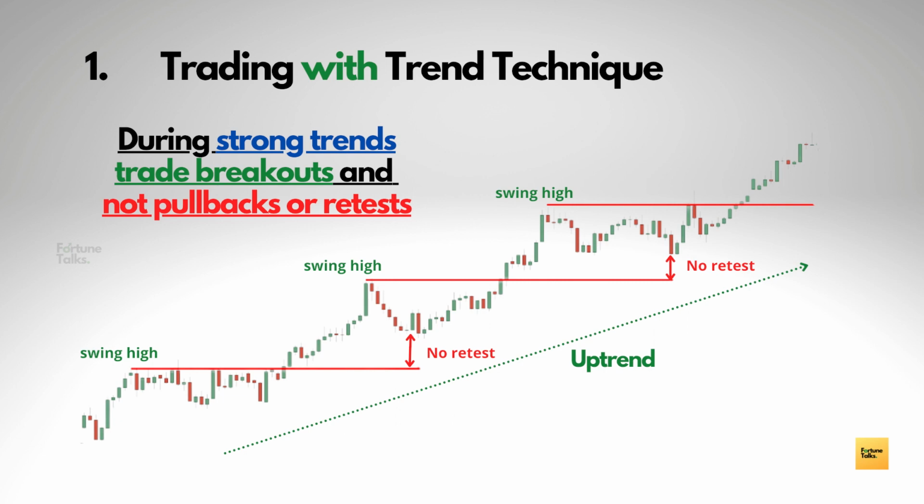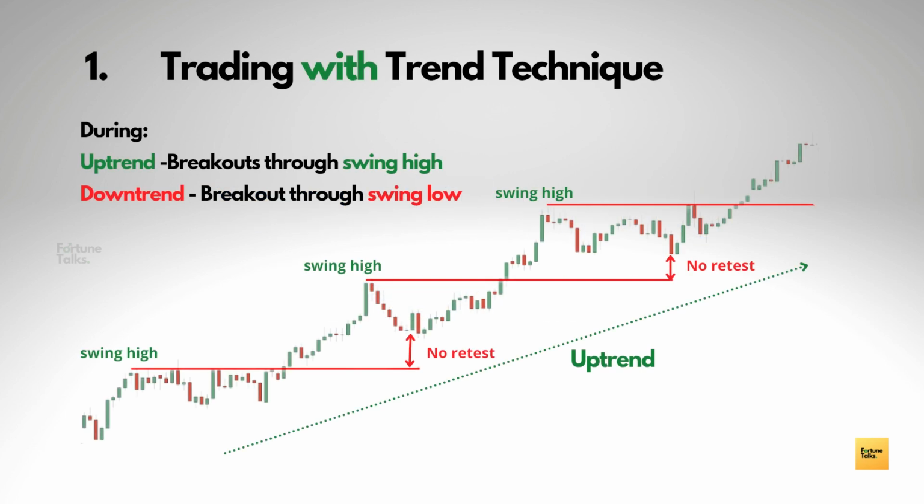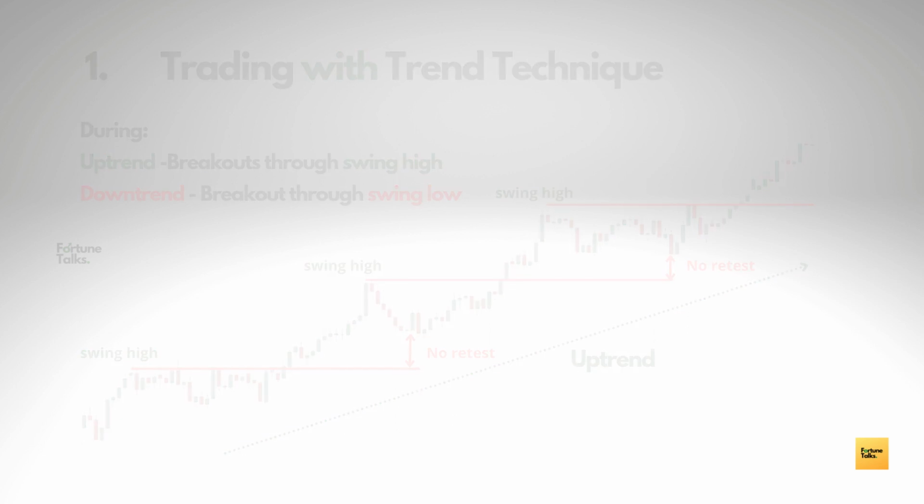We will discuss the pullback trading systems in the upcoming episodes. Right now, in this scenario, you want to trade breakouts instead of pullbacks. This type of breakout trading strategy is called the trend trading breakout strategy. Here you can either trade the break of the swing high or swing low, depending on the type of trend the market is in. Let's see how this works with an example.